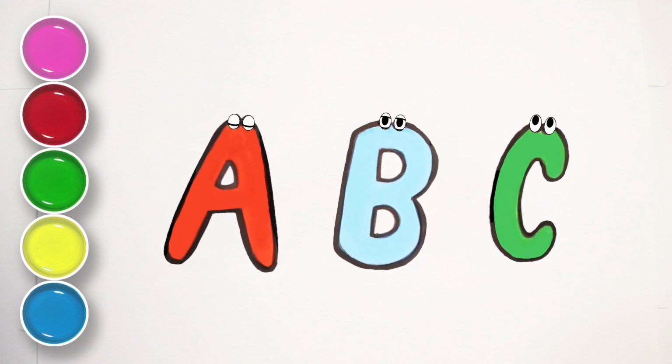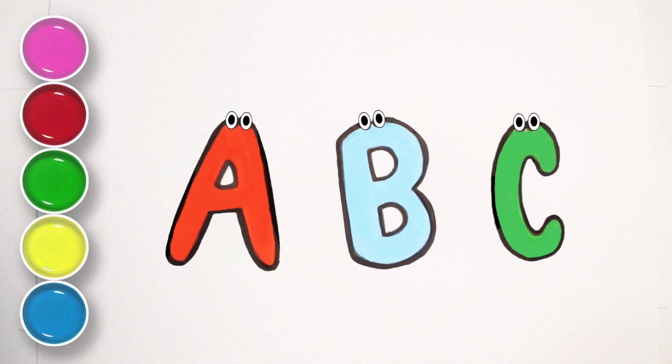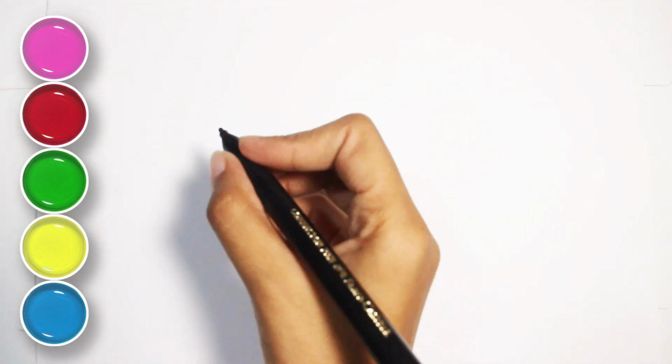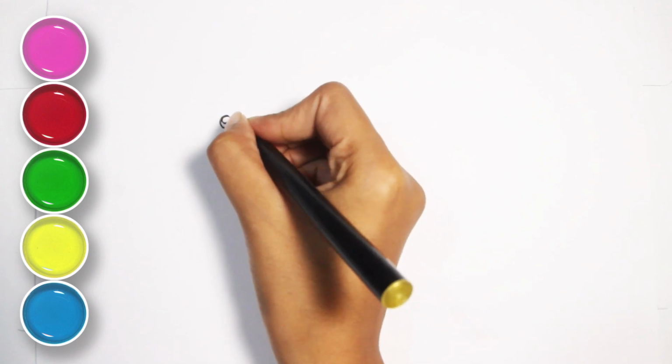Today we are drawing and coloring letters A, B, and C. Let's draw and paint together. First, I am drawing the letter A for apple.